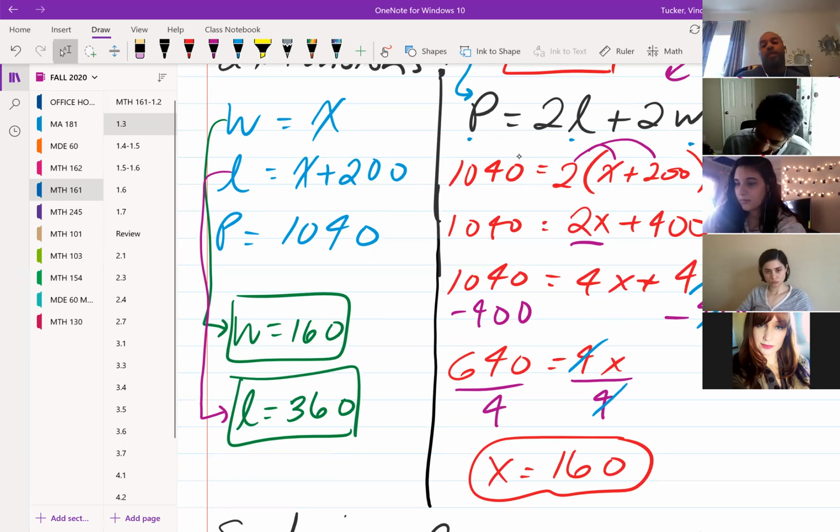All right, so X is 160. That means W is 160. And then your length is going to be 360 because you add 200 to it. And that'll be it because it's 200 more than the width.